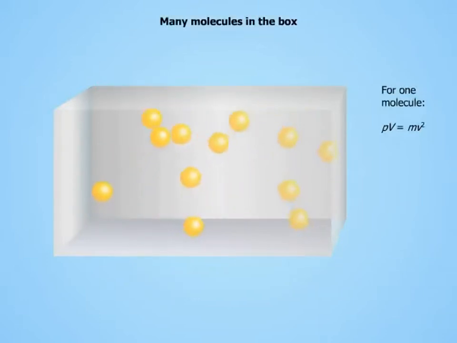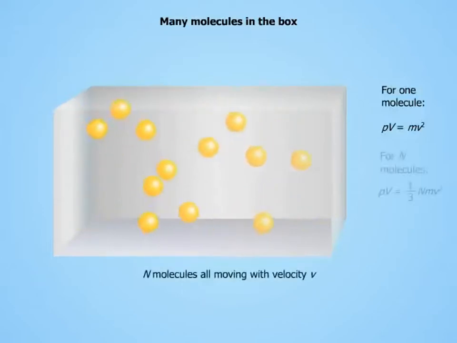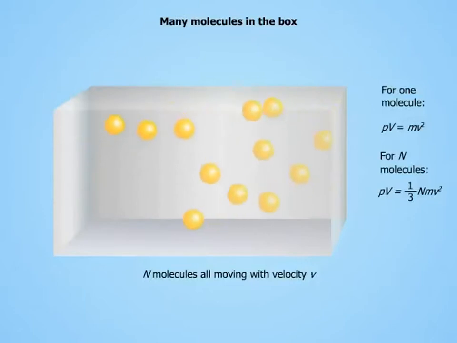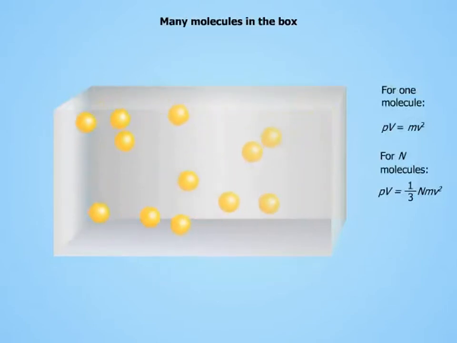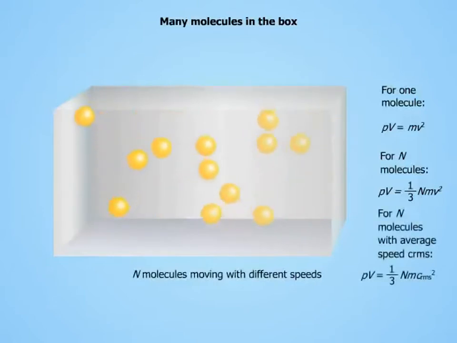As 1/3 of the N molecules are moving on average in each of the x, y, and z directions, pressure times volume equals 1/3 Nmv squared. As the molecules are now moving with random speeds as well as in random directions, the equation is now written as PV equals 1/3 Nm c_RMS squared, where c_RMS is known as the root mean square speed for statistical reasons. This final equation is known as the kinetic theory of gases equation.